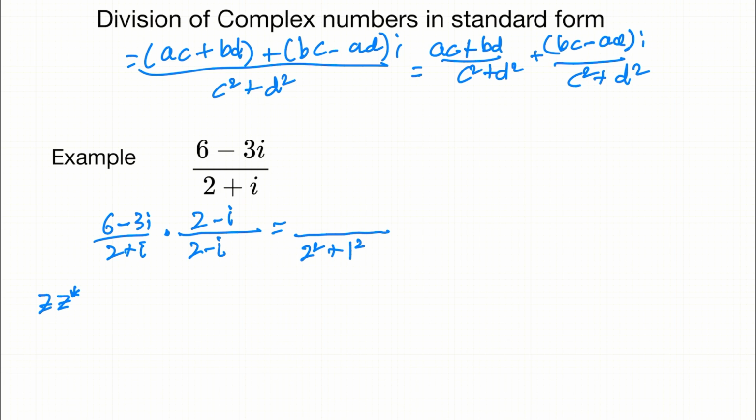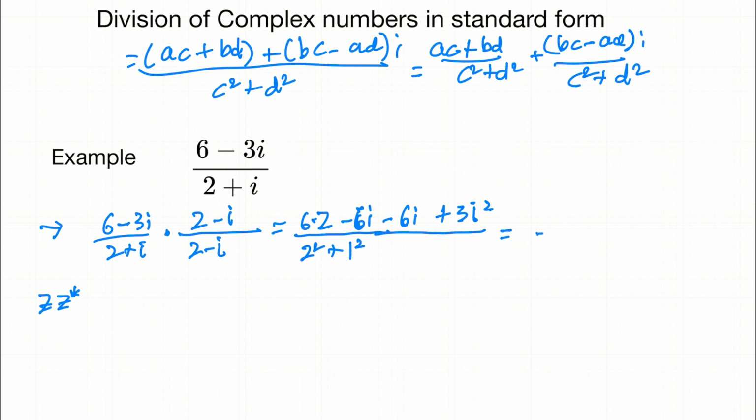Now let's do the FOIL method on the numerator here. We've got 6 times 2. That's first, and now we do outer. That's minus 6i. So that was the outer. Now we do the inner, minus 6i, and then we do the last, which is minus 3i times minus i, so that's going to be a plus 3i squared.